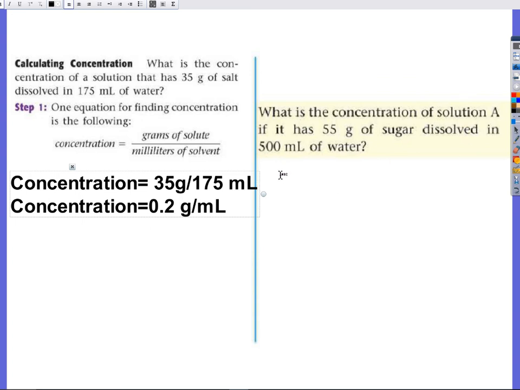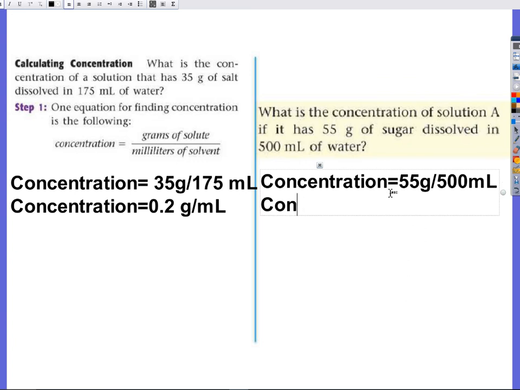Okay, in the next problem we have what is the concentration of solution A that is 55 grams of sugar dissolved in 500 milliliters of water. So the exact same equation, we have concentration equals solute divided by solvent. Take the smaller number first because that is your solute. So we'd have 55 grams divided by 500 milliliters. And 55 divided by 500 gives you 0.11 grams per milliliter.